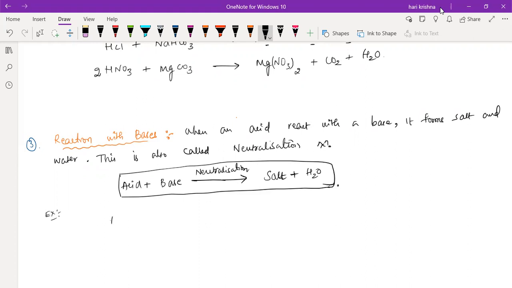So the acid is HCl and the base is NaOH. What will you get? NaCl and water. Okay. Next, any other examples?